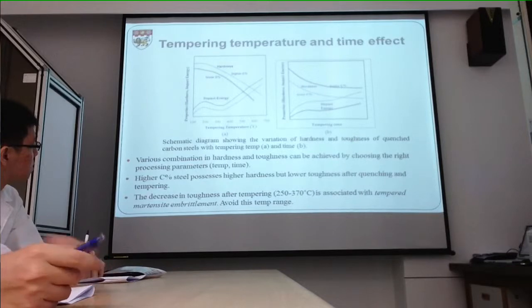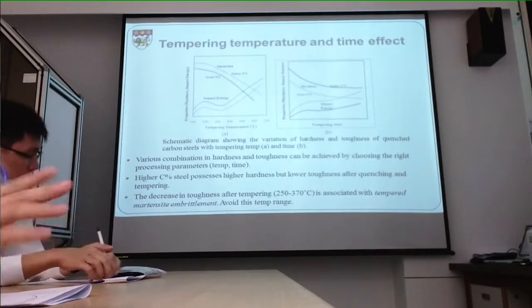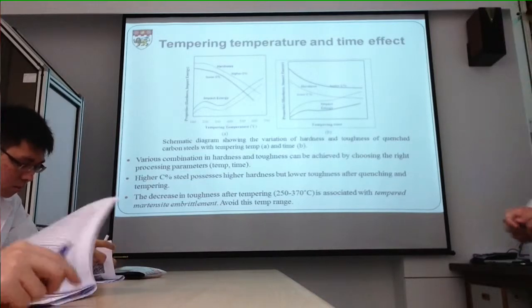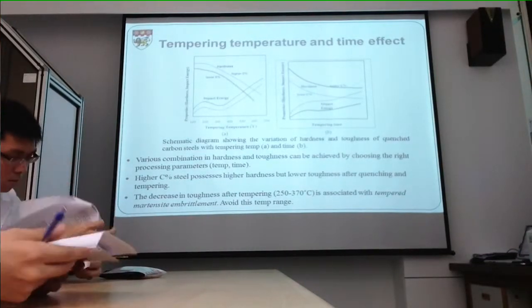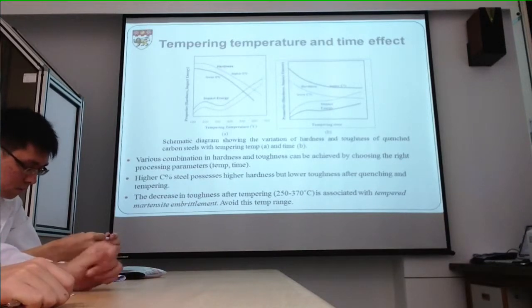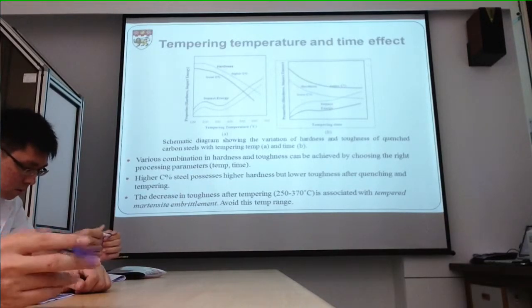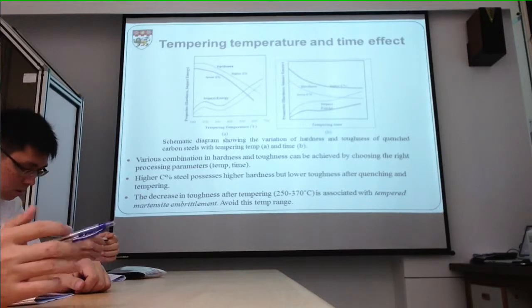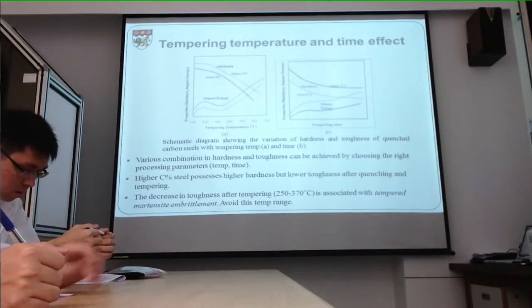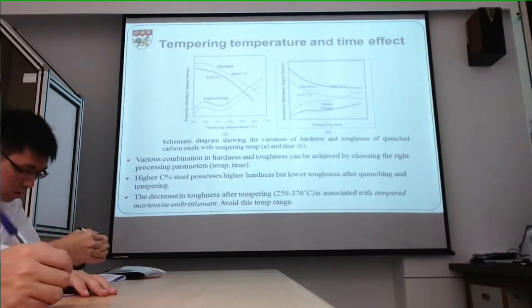These two images show the variation of hardness and toughness of the carbon steel with tempering temperature and time. The various combinations of hardness and toughness can be obtained by choosing the right processing conditions. So there are only two parameters in this experiment, that is temperature and time.